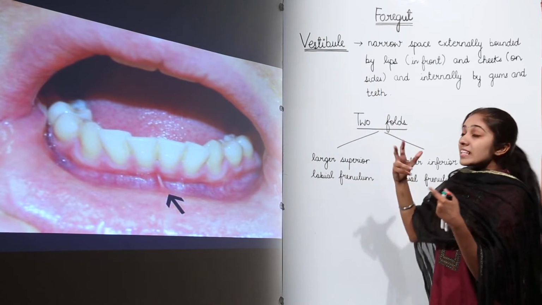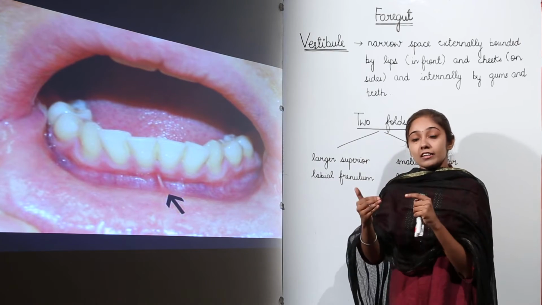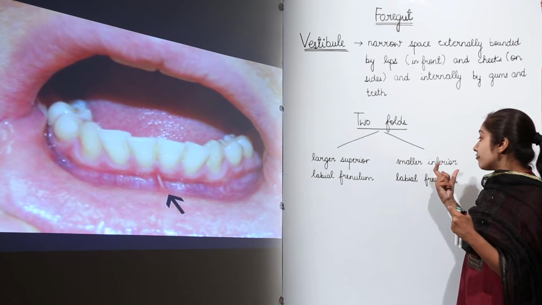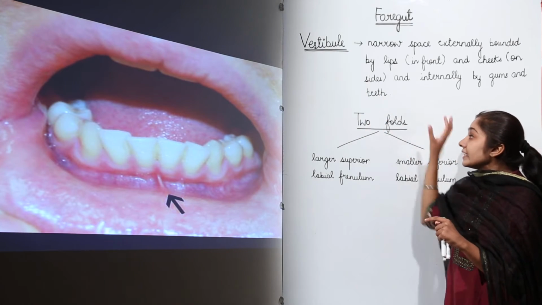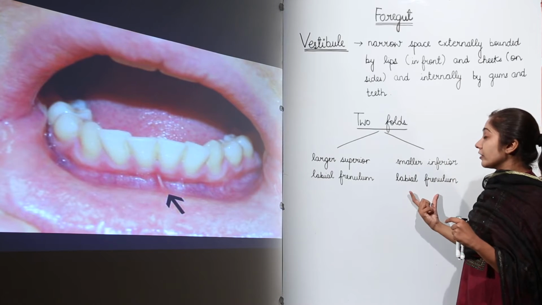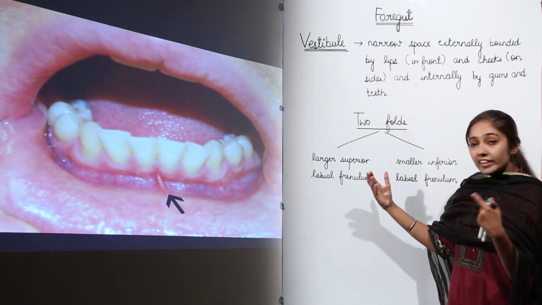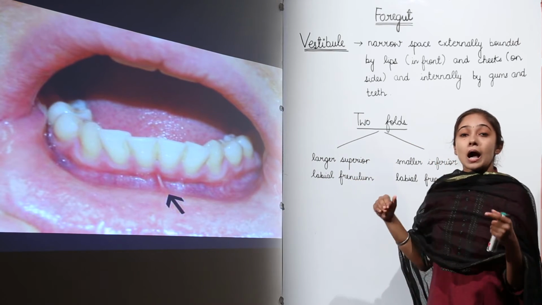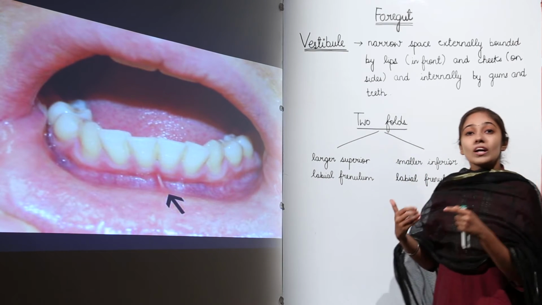Now this vestibule, you can say, has two folds. Just remember that earlier we talked about the superior labial frenulum and the inferior labial frenulum. So this vestibule's parts are these two folds. The superior labial frenulum and the inferior labial frenulum, they are the two folds of this region, right? And you already know their function, that the superior labial frenulum connects the upper lip with the gums, and the inferior labial frenulum connects the lower lip with the gums.